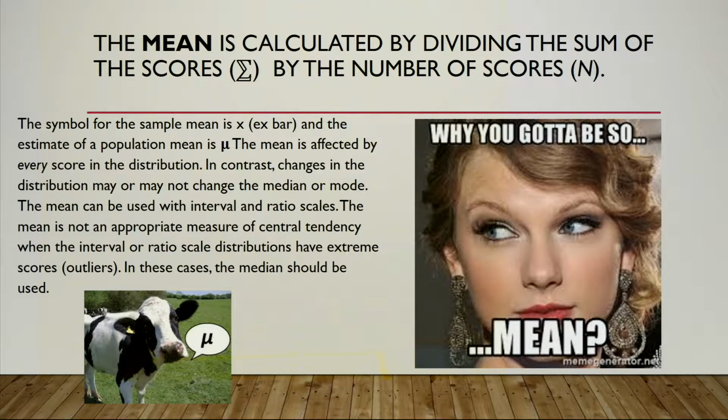T-Swift, why you gotta be so mean? The mean is calculated by dividing the sum of the scores by the number of the scores. The symbol for the sample mean is x, or x bar, and the estimate of a population mean is mu.